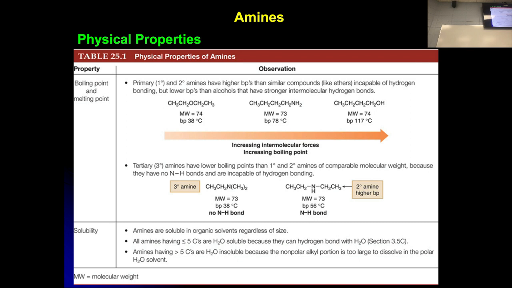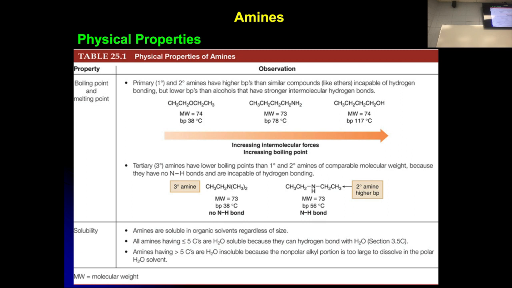Why do you think the amine boils at a lower temperature than the alcohol? It's because the alcohol has stronger hydrogen bonds. Alcohols form really strong hydrogen bonds. Amines can form hydrogen bonds, but they're not as strong because nitrogen is not as electronegative as oxygen. Okay, so that plays a big role there.